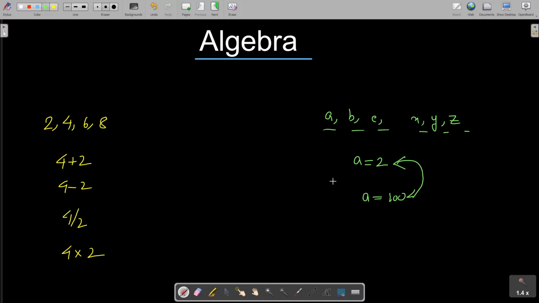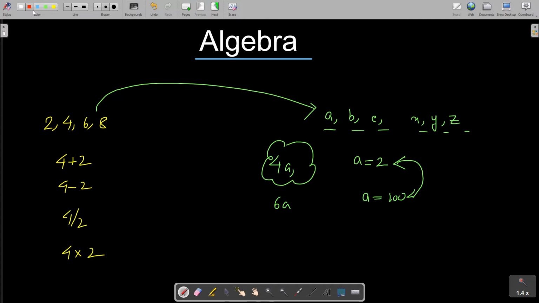Now comes the interesting part. What if we mix these numbers and these letters? For example, if I write 4a and 6a. Now, when we mix a number and a variable, it is called an algebraic term. So, in today's class, we will learn how we can do the addition and subtraction of these algebraic terms.